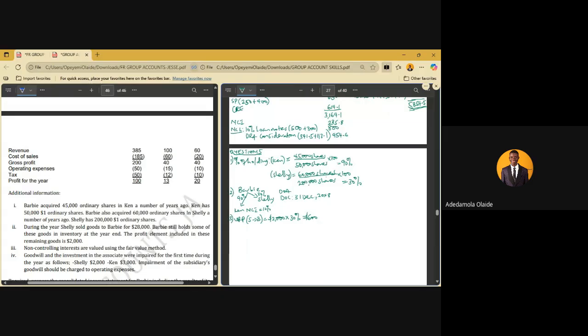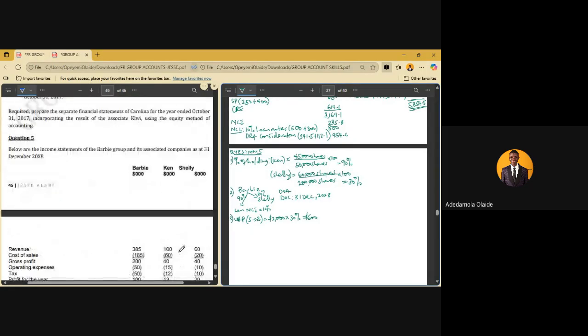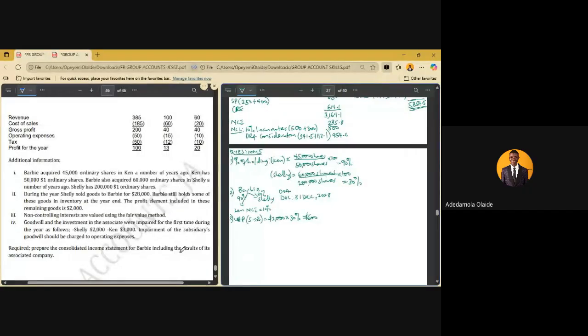Okay, so we have what? Non-controlling interest is valued using the fair value method. Then the third: goodwill and investment in associate were impaired for the first time during the year as follows. Impairment of subsidiary's goodwill should be charged to operating expenses. Okay, so what do we have? That's all we have. So the only thing we will now do is what?